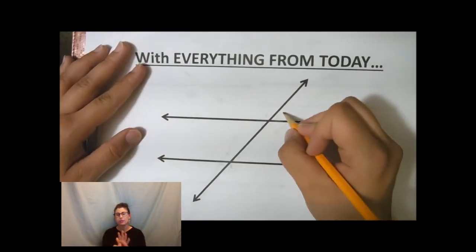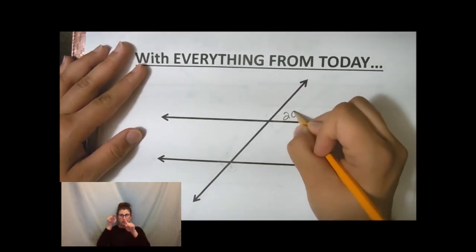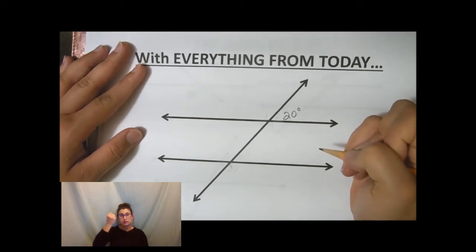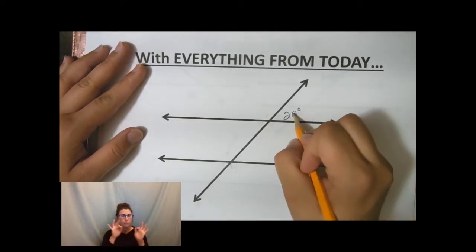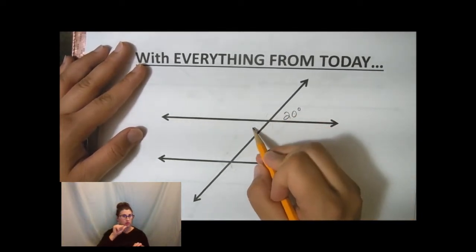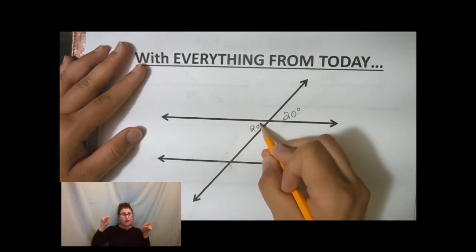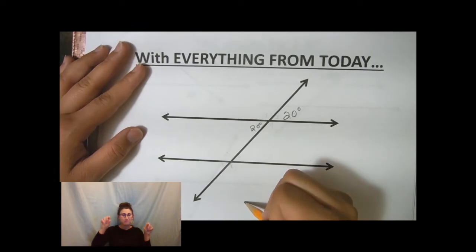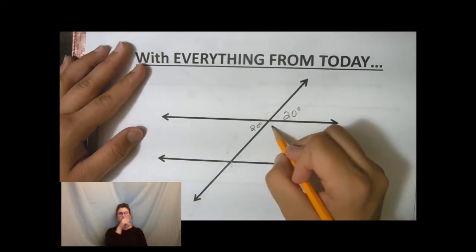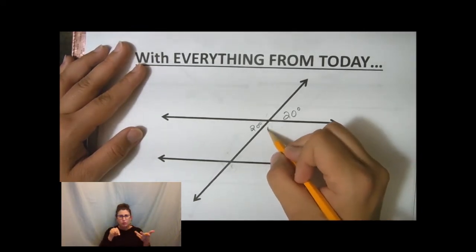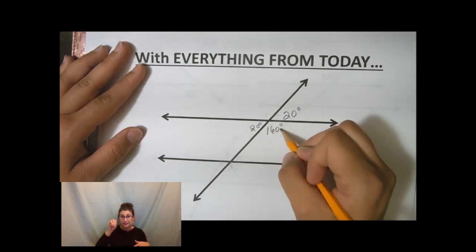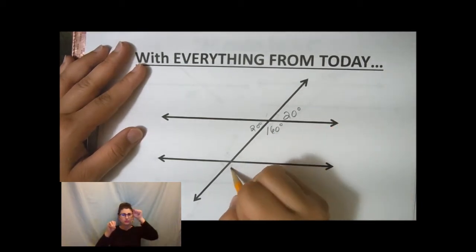All right, so if I say this is 20 degrees, and again, these are not drawn to scale. If this is 20, what is this one going to be? 20. Okay. Well, what is this one going to be? 160. Okay. What is this one going to be?